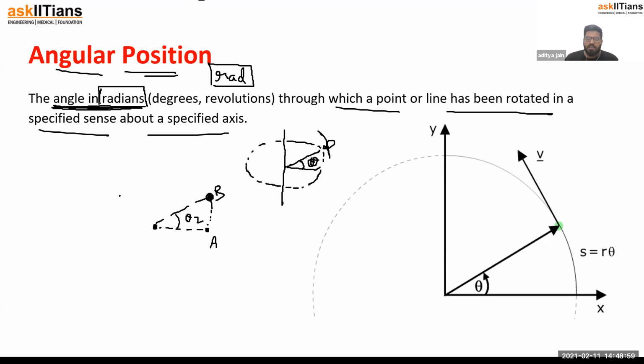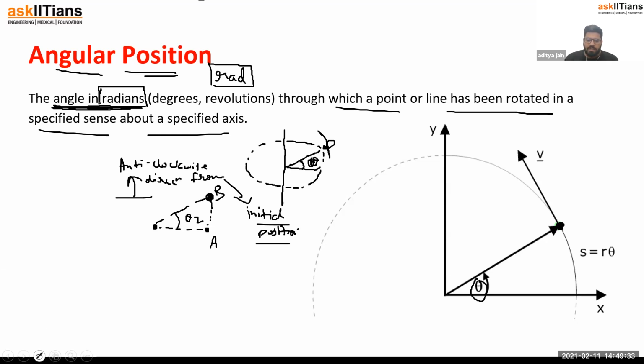In general nomenclature, we take the anti-clockwise direction from the initial position to measure the angle, or I can say the angular position. So I think this is clear. Angular position, if you can see in this diagram also, this green is the position, and this theta is showing the angular position of this green dot.